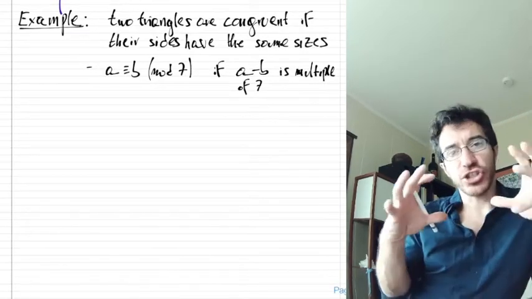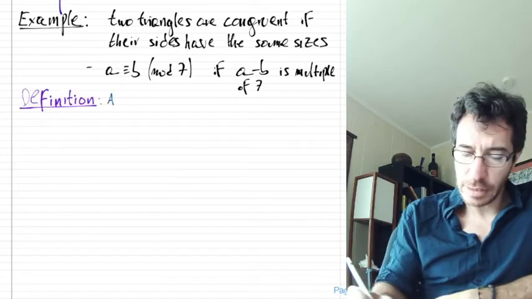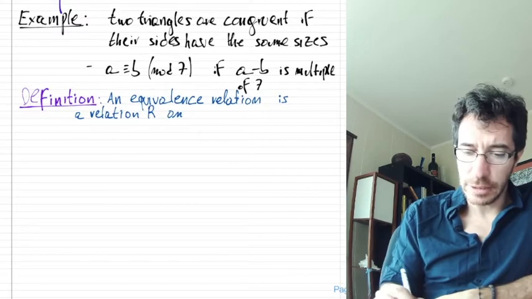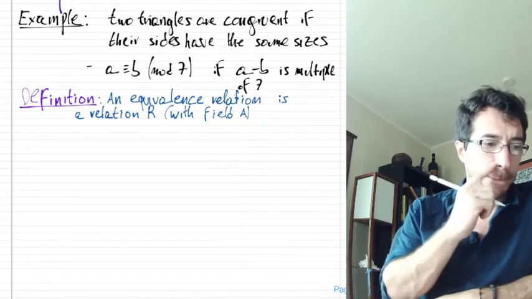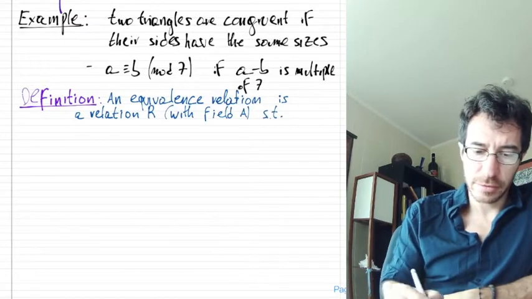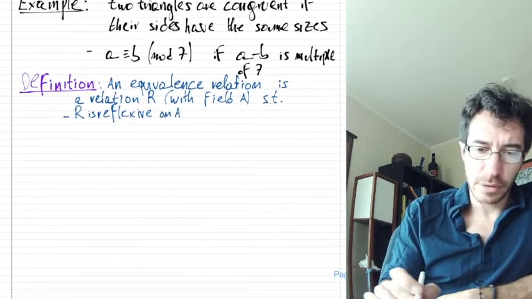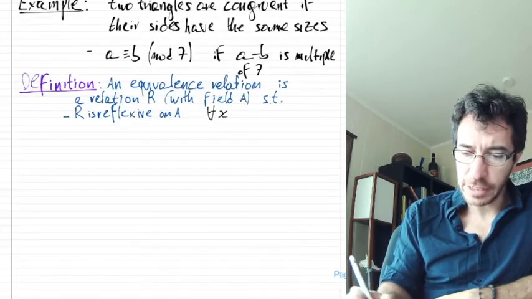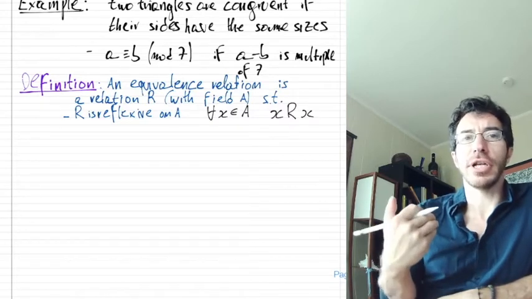So let's define a general notion that encapsulates all these notions of equivalence. So here is a definition. An equivalence relation is a relation, let's call it R, with field, so suppose the field is A. It's a relation R that satisfies the following properties: R is reflexive on A. So what does this mean? This means that for every x in A, x is related to x. So that's reflexive. Everybody is related to itself.